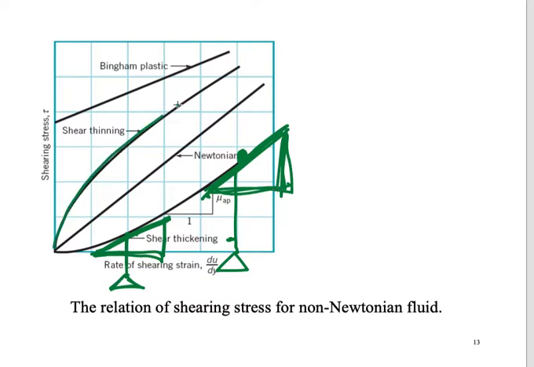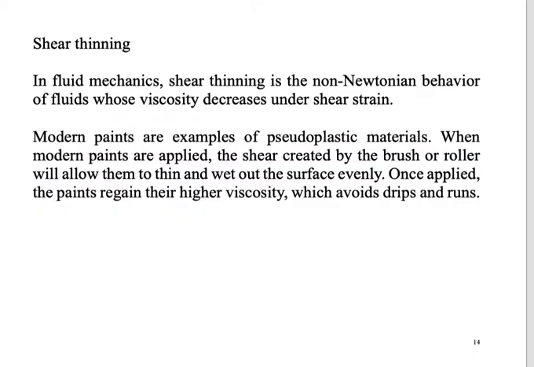However, for this curve, at this point, we will have a gradient like this, but for this one we found that the gradient becomes smaller. It means that if the velocity gradient is increased, the dynamic viscosity becomes lesser and lesser. Shear thinning. In fluid mechanics, shear thinning is the non-Newtonian behavior of fluid whose viscosity decreases under shear strain. Modern paint is an example of a pseudoplastic material.